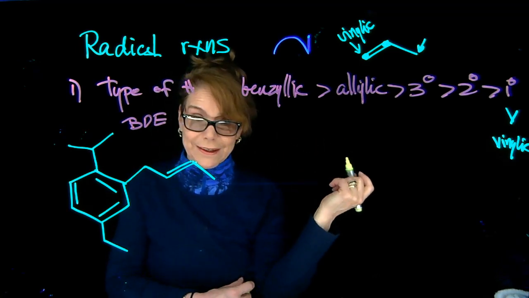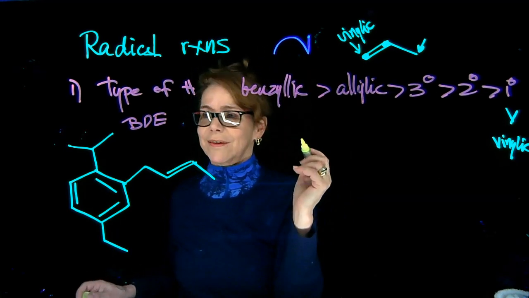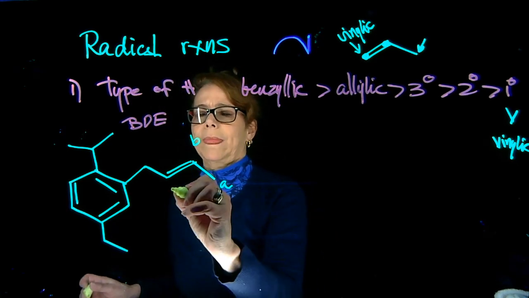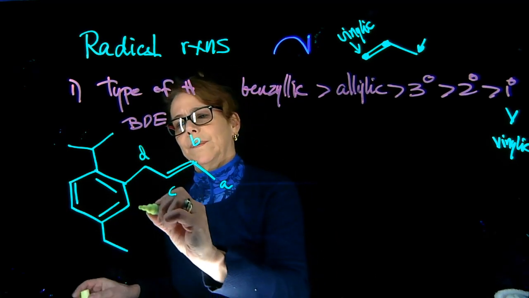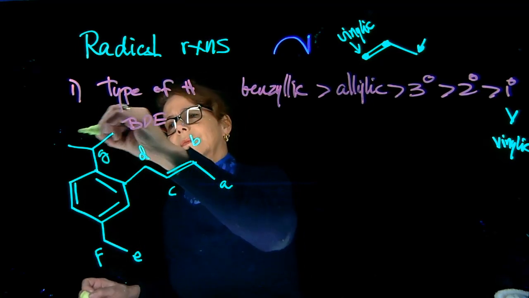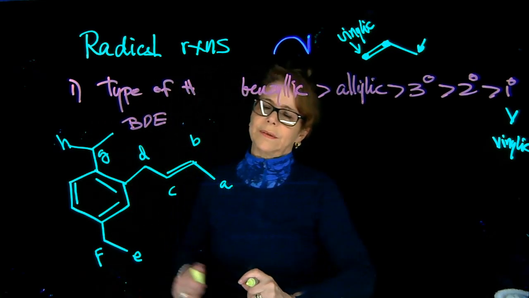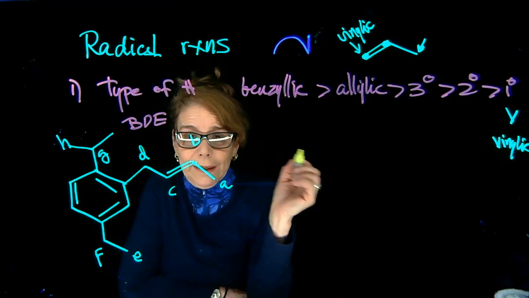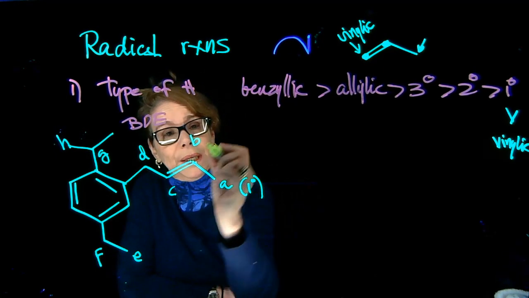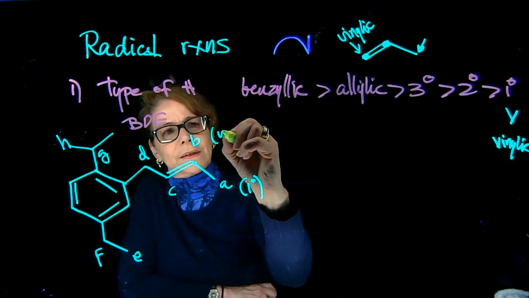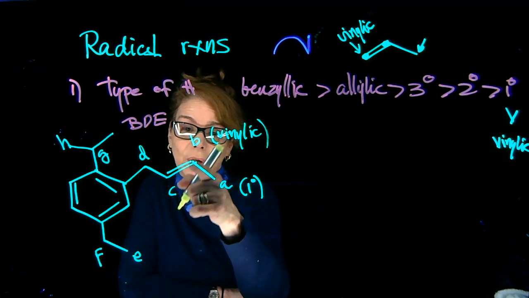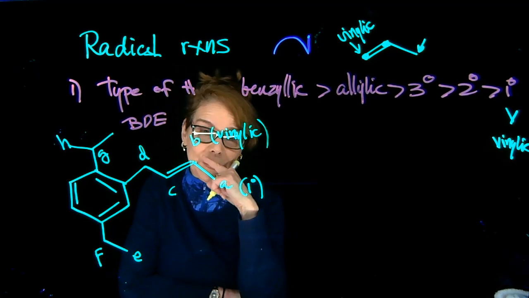So I'm going to give this molecule some positions, just letters, and I'm going to name them A, B, C, D, E, F, G, H. Well, this is H, identical. Okay, so analyzing that, A is primary, B and C are vinylic. Difficult to form. Notice that B and C are two hydrogens attached to those sp2 carbons there.